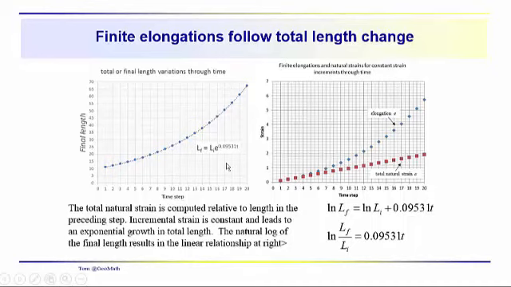So this is an exponential function. Whereas the strain is computed relative to the length in the preceding step, and the incremental strain is constant, so we have an exponential growth in the total length, but the natural log is a linear relationship. And so if we take a look at the natural log of these lengths up here, the final length is equal to the initial length times e to the 0.09531 t. Take the log of L sub f, and we see that we get a straight line. The natural log of the initial length plus 0.09531 t. So the slope of this line here is 0.09531 times the time step, just the log of the stretch.